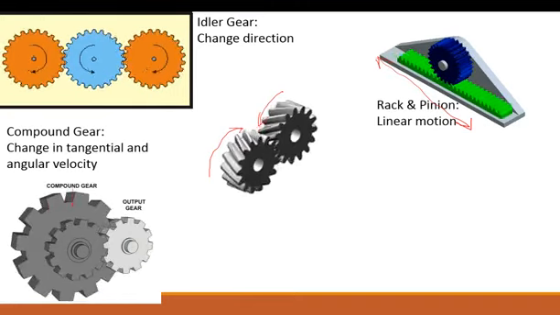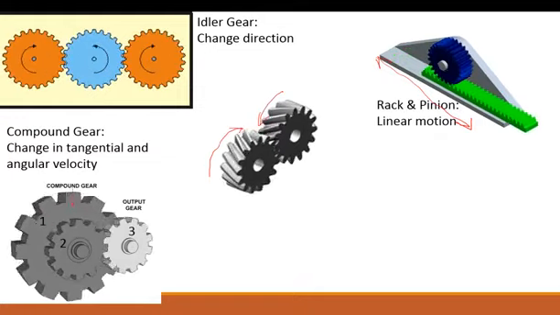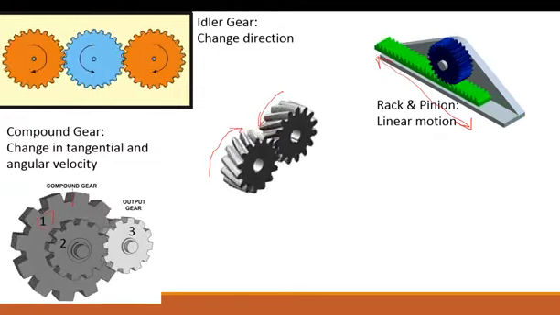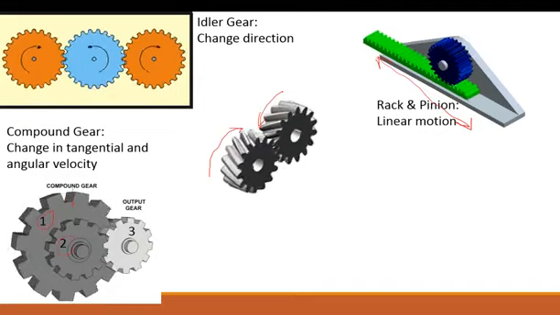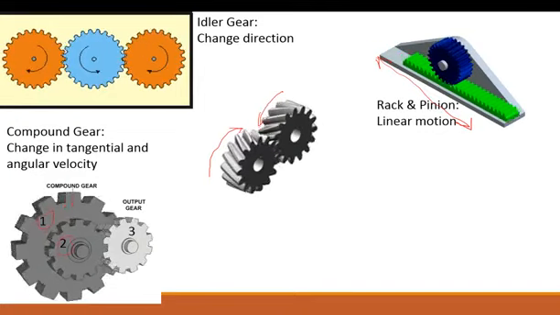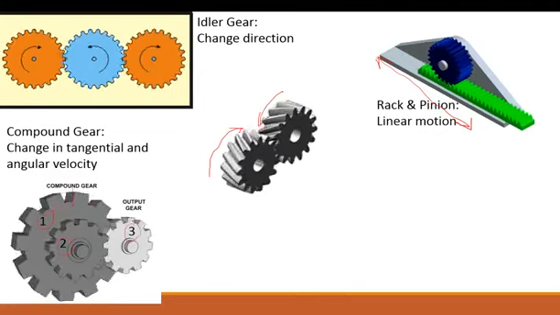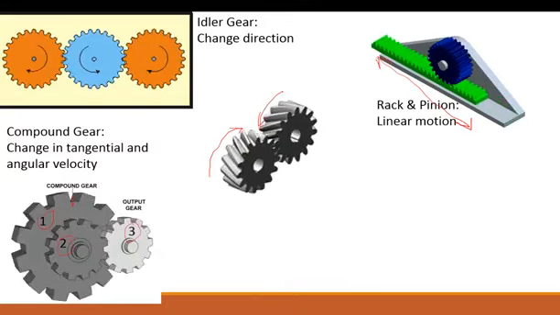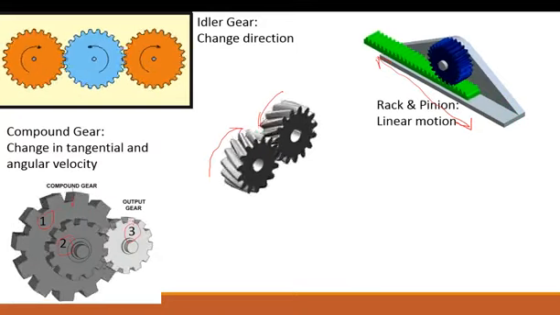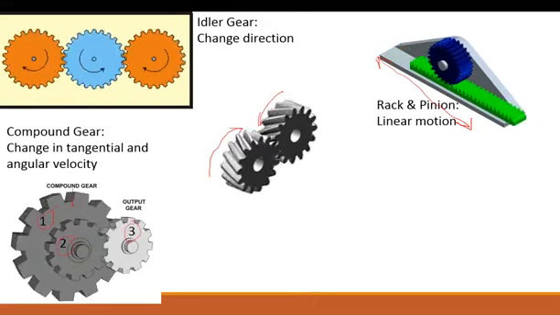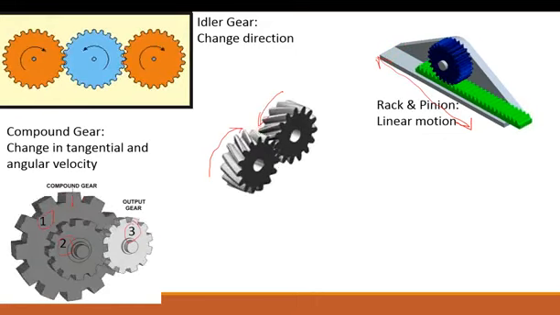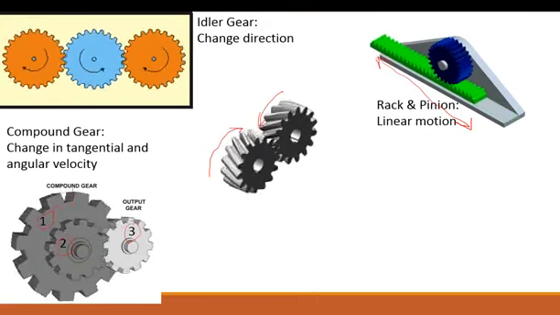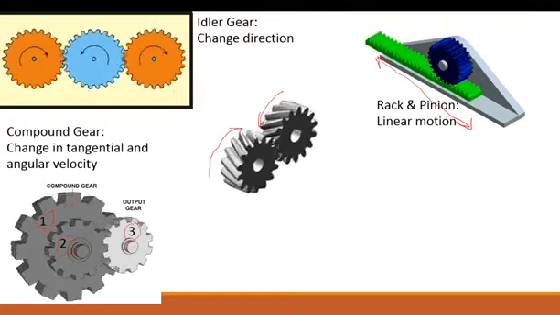So let's put some numbers on these. We'll call the bigger gear gear number 1. The second gear that's in tandem with it is gear number 2. And then you've got this gear, the output gear, we'll call that gear number 3. So gears number 1 and 2 have a common angular velocity, meaning when gear number 1 goes around one revolution, gear number 2 goes around the same revolution.